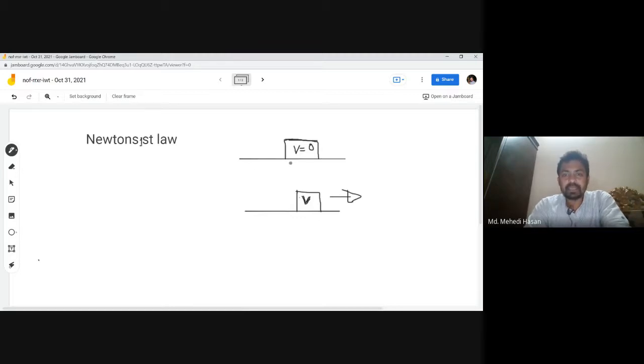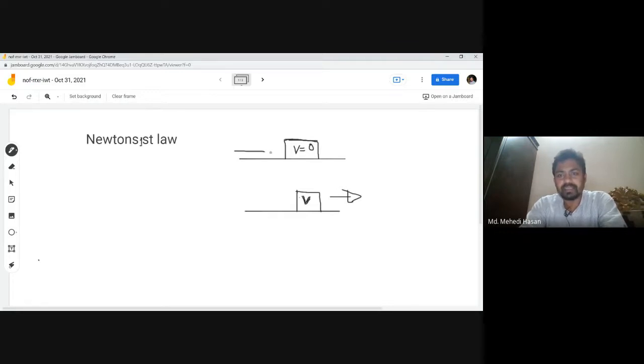Now, from that statement, we can say that if we try to change the motion, that means change the velocity or create acceleration, the change in velocity is acceleration. So if we try to create acceleration, or change the velocity, or change the motion, which is the same thing, we have to apply force. We have to apply an external force, which is also called an unbalanced force.